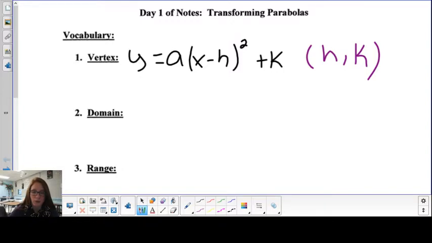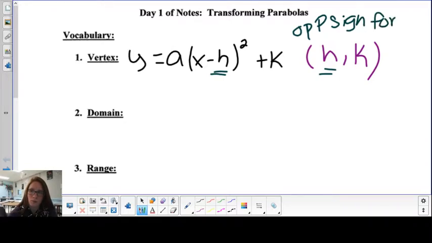If you notice, it's the opposite sign than what's in your equation, and it's just for h. Your k will be exactly the same. So if it's positive here, it'll be positive in your vertex. If it's negative, then it'll be negative. However, with your h, your x coordinate, if it's negative in your equation, it'll be positive for your vertex. If it's positive, then it'll be negative.